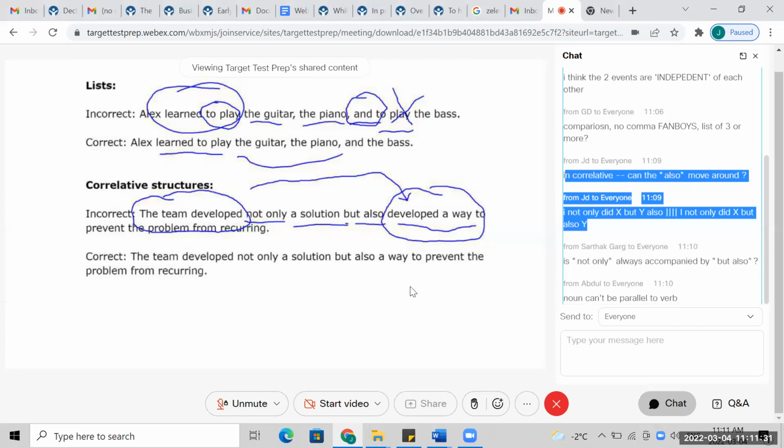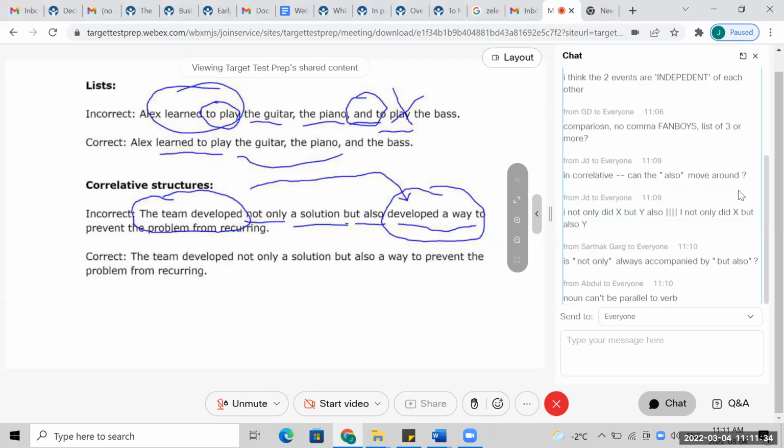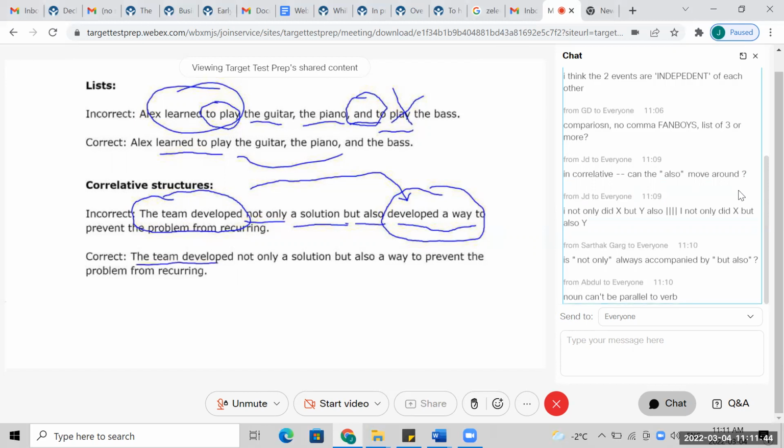And so what's our parallelism marker? "Not only" and "but also." That's our sign that we need to check, and we check by carrying over. So let's do it again in this correct version. The team developed, we see a parallelism marker, "not only, but also." The team developed a solution carries over to after "not only," and then we carry it over to after "but also." The team developed a way to prevent the problem from occurring. Works perfectly. So once again, we can carry this over here, and we can also carry it over there. That's the way we're going to do this.